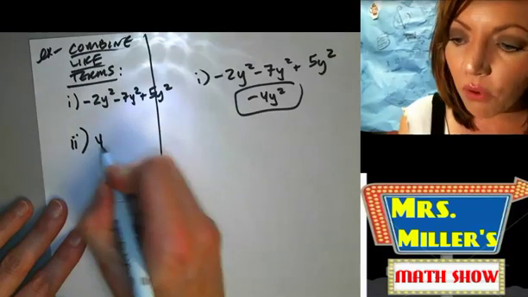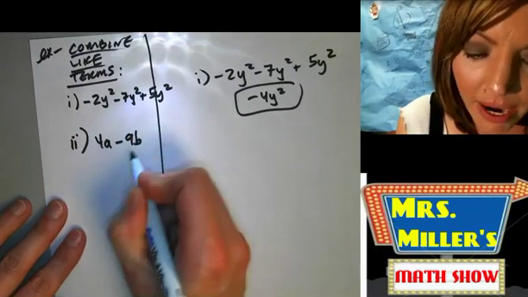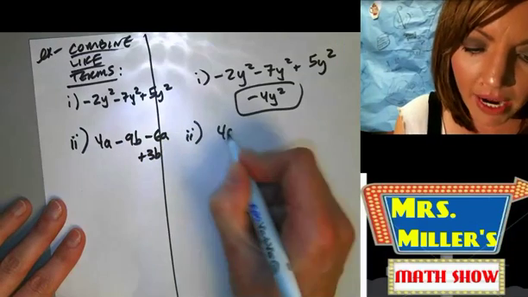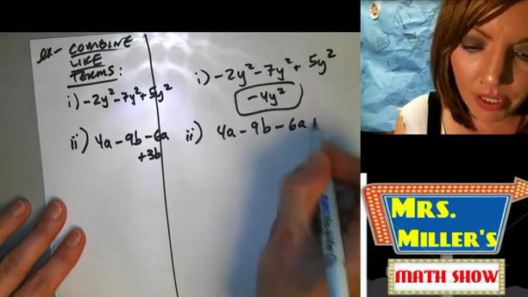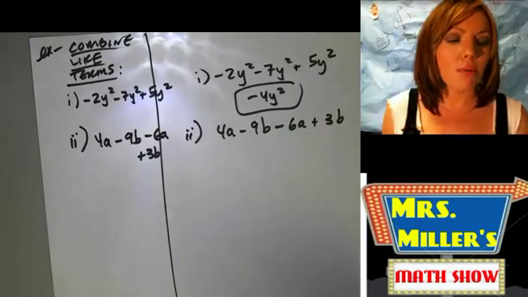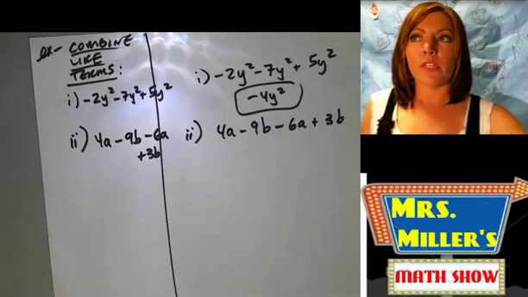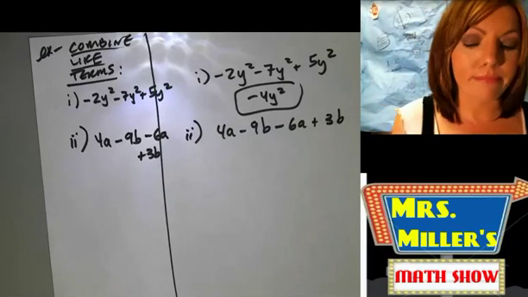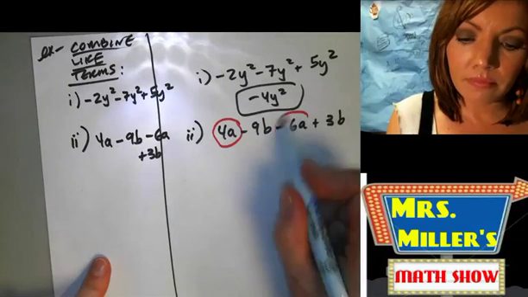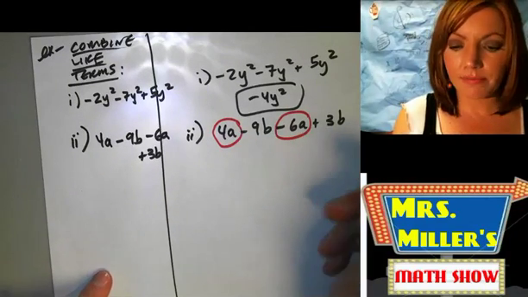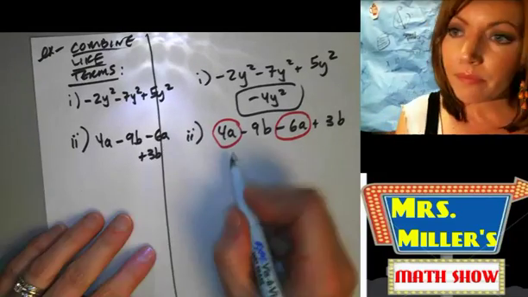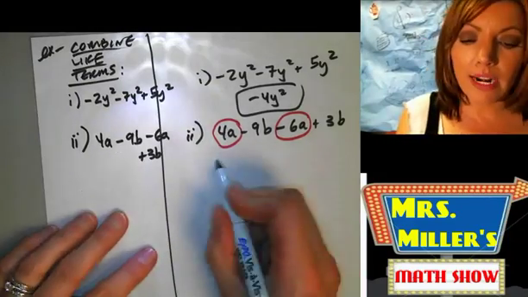4a minus 9b minus 6a plus 3b. So 4a minus 9b minus 6a plus 3b. All right. Can somebody identify any like terms within this polynomial? Sloan and then Thane. Sloan, pick one. Go ahead. 4a and negative 6a. Cool. What makes those like terms? The a's. Good. So 4a minus 6a is how many, Sloan? Negative 2a. All right. Everybody give it up for Sloan.